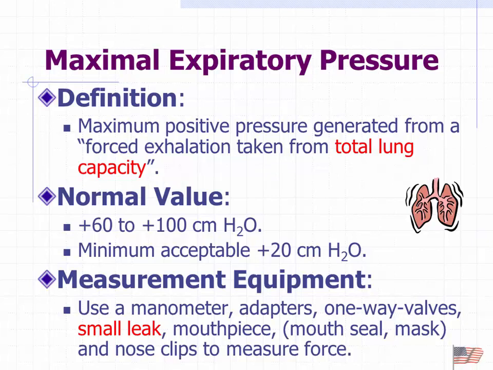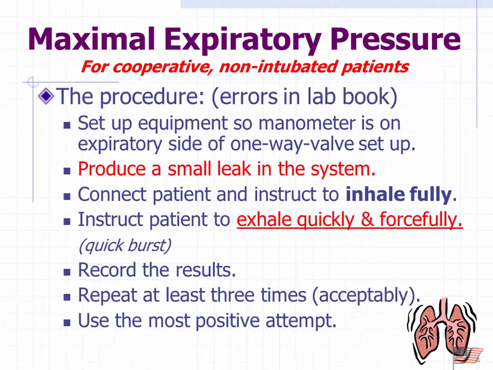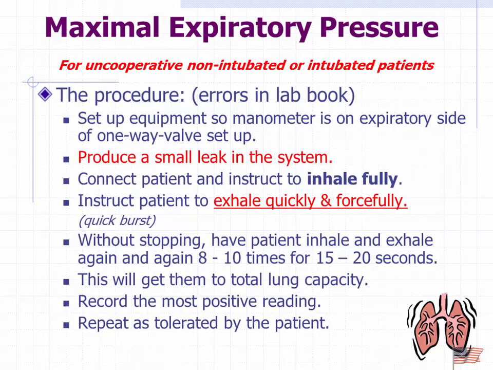One difference is that we introduced a small leak, and that's the purpose of this little catheter here, to simulate a leak. And we're going to set it on the expiratory side of our one-way valve system. We'll have them inhale fully and then exhale quickly and forcefully. Multiple bursts, at least 3 times is usually what we do to get the most positive value in the process.